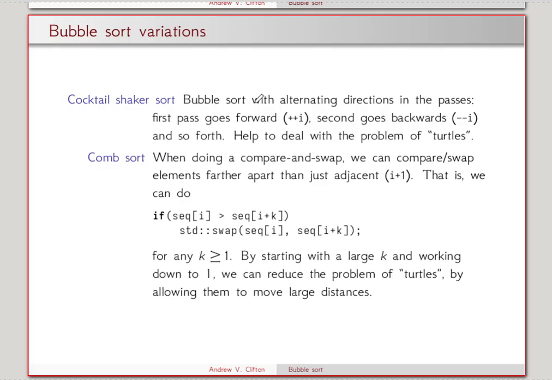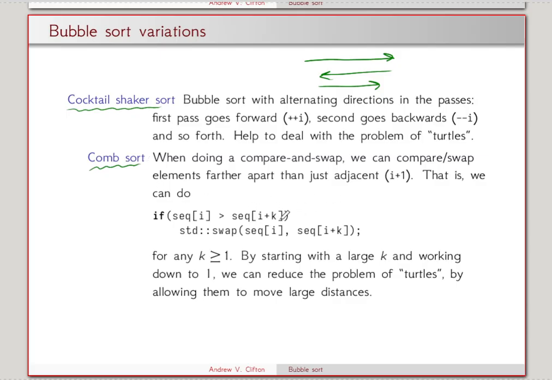So a variation on bubble sort is called a cocktail shaker sort. It's bubble sort where we alternate directions. The first direction goes that way, and then the next pass goes that way, and then the next one goes that way. So what is a turtle switches from big, small, big, small, big, small at each pass. Another variation is called a comb sort here.